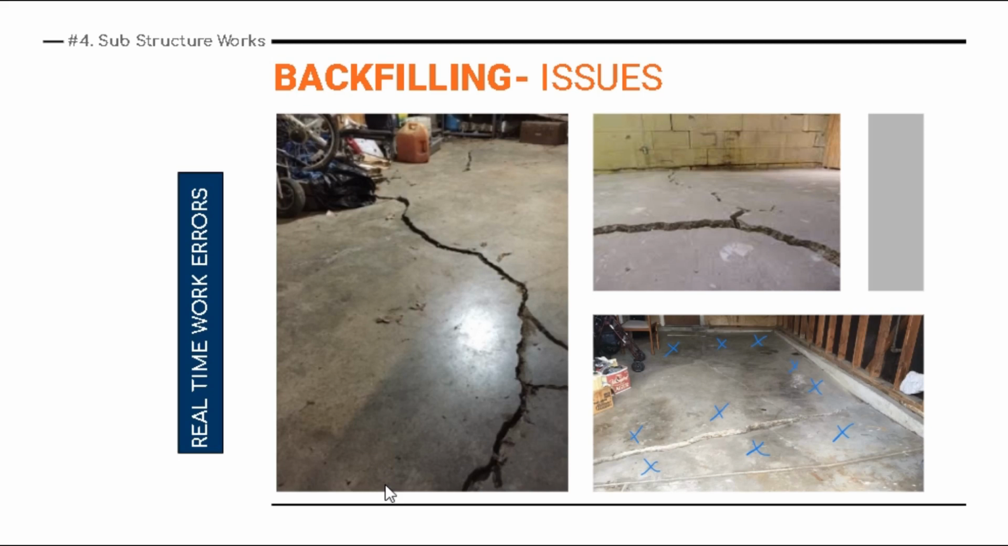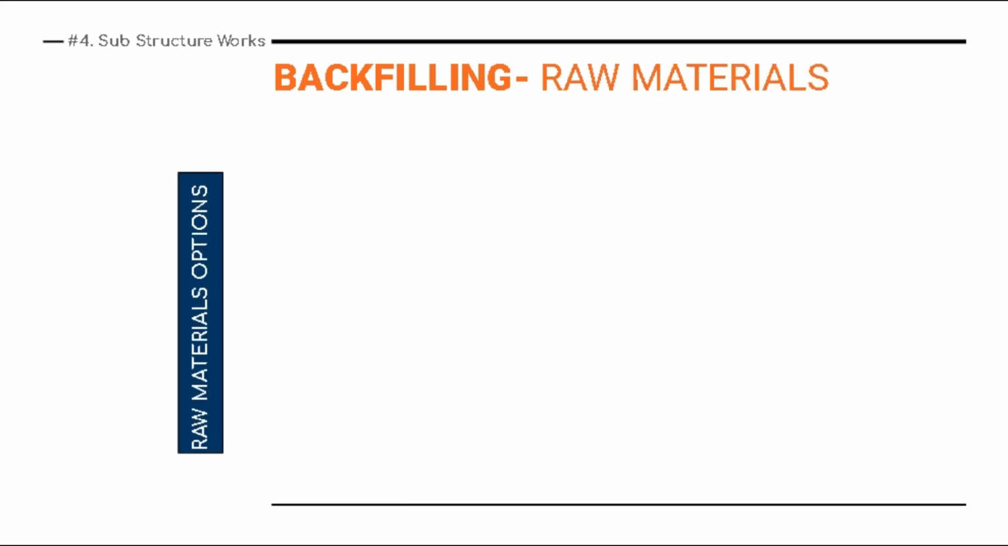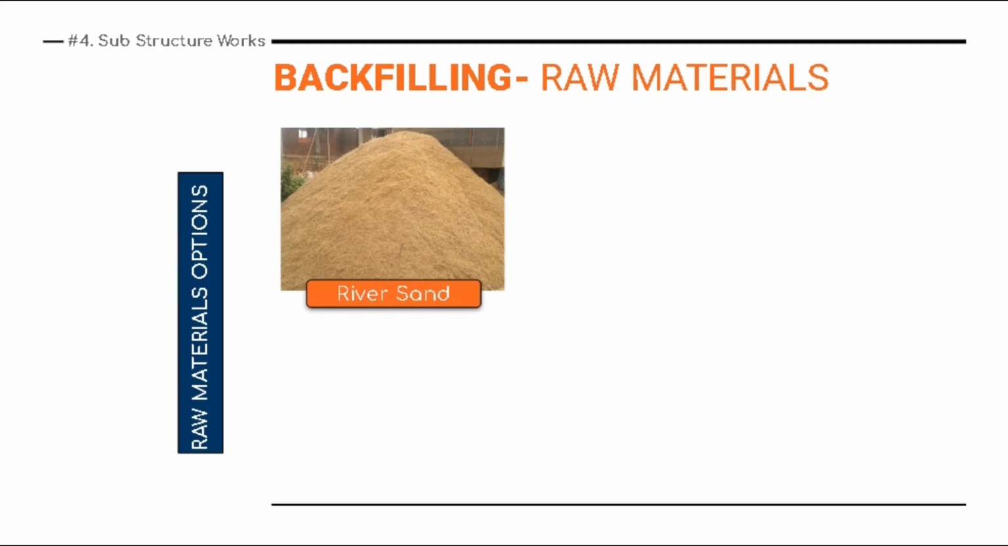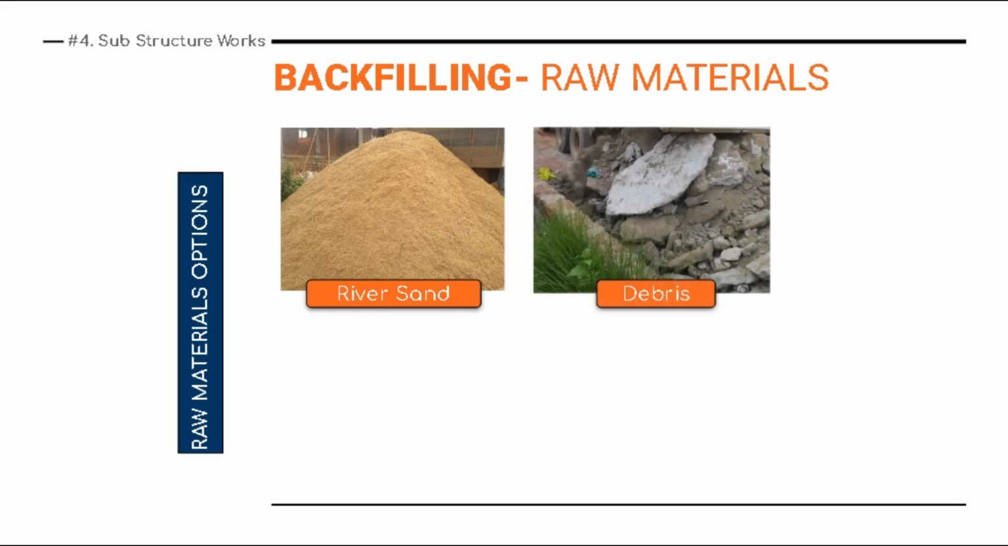Okay, so let's quickly understand what the raw materials used for backfilling are. First and the best is river sand. It has clearly no competitor. Second is debris. If you have a shortage of river sand, then debris is the next best alternative. If an old house is being demolished, you can take the demolition extracts, dismantle them into finer particles, and use them for backfilling purposes as well.